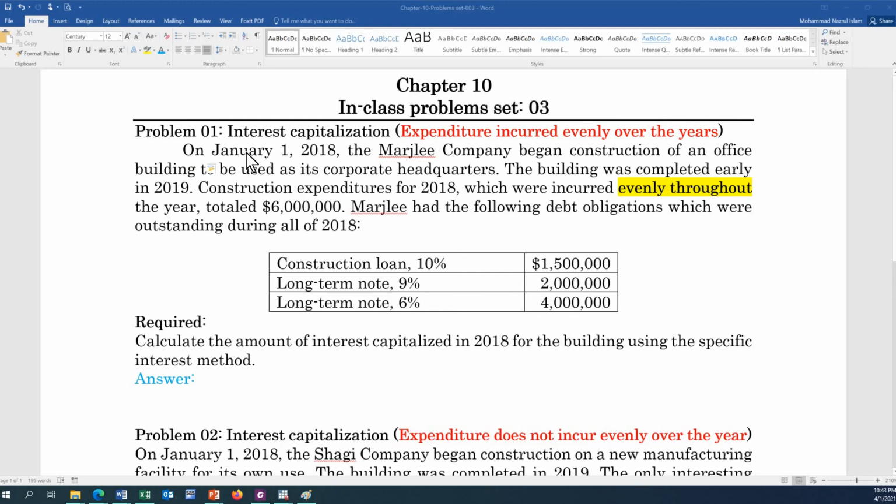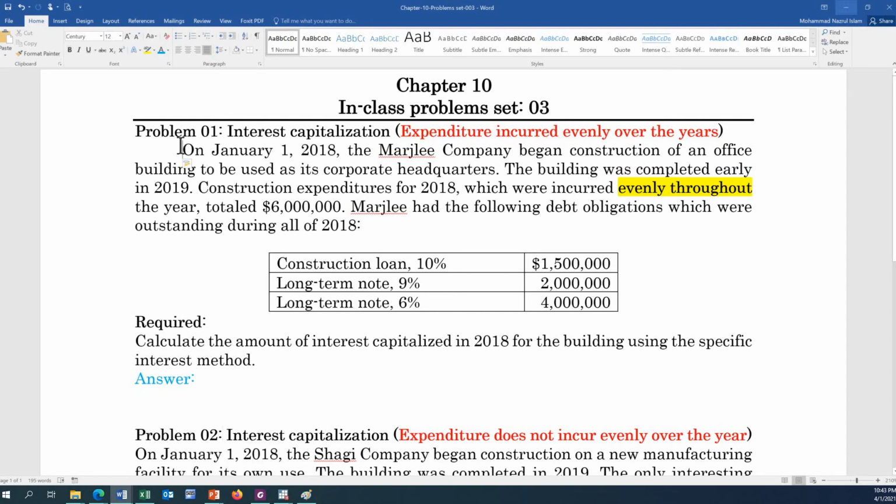Hello, welcome again. So this is chapter 10, in-class problem set 3, and in this class we will be solving two problems on interest capitalization. The first one is expenditure incurred evenly through the years, and expenditure does not incur evenly over the years in the problem set 2.